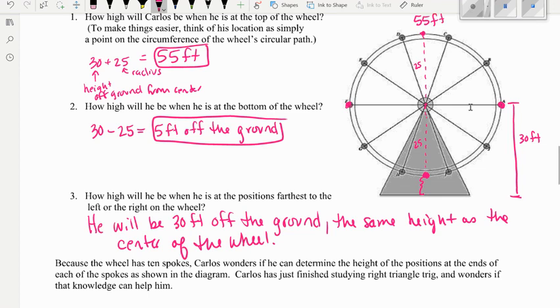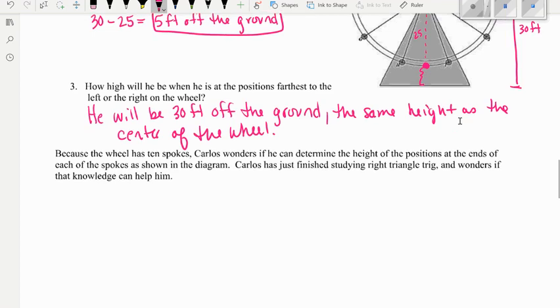Because the wheel has 10 spokes, Carlos wonders if he can determine the height of the positions at the ends of each of the spokes as shown in the diagram. Carlos has just finished studying right triangle trig and wonders if that knowledge can help him. And what a coincidence, we've just finished our right triangle trig review as well. So let's go down here.